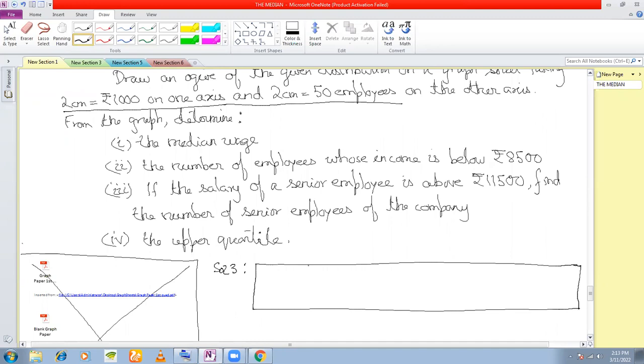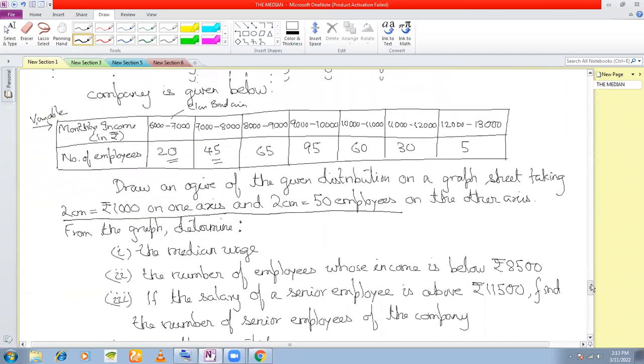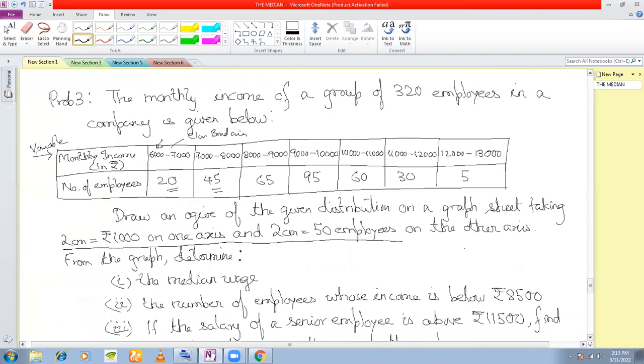So what we are going to do here is take the lower class boundary first, and we are going to take the cumulative frequencies. The lower class boundary, first one is 6,000, second one is 7,000, third one is 8,000, and it runs till 13,000. So we start with 6,000 and we end with 13,000.